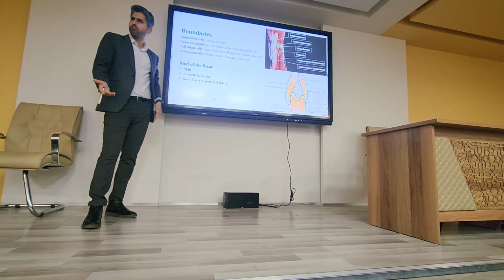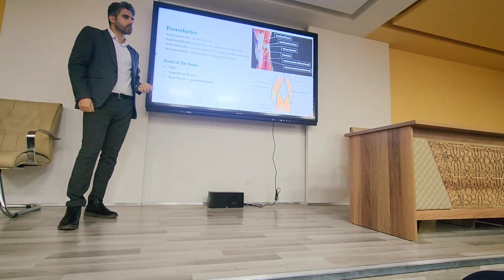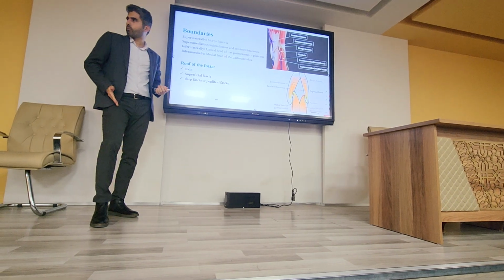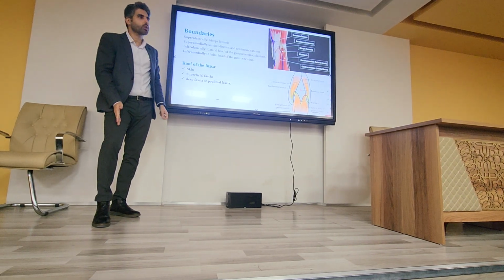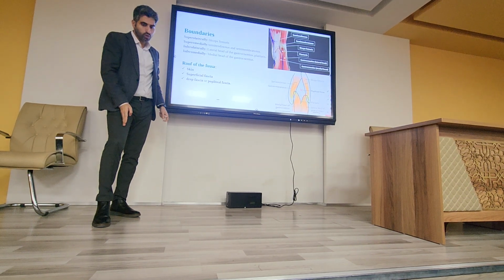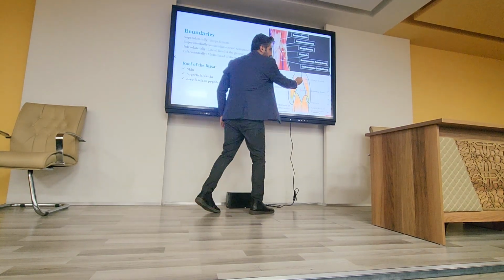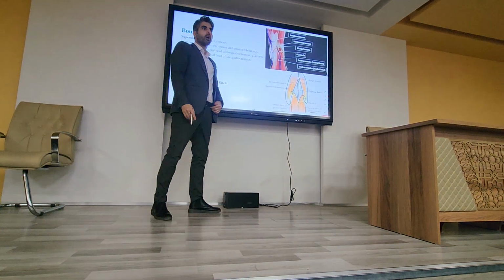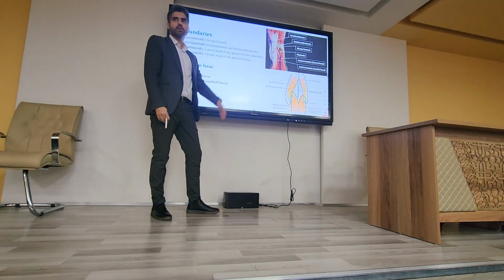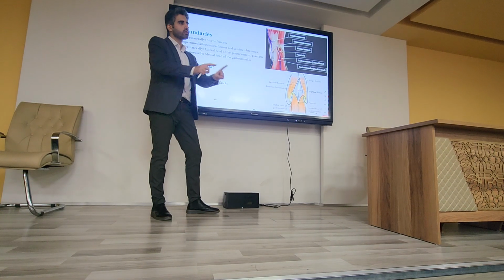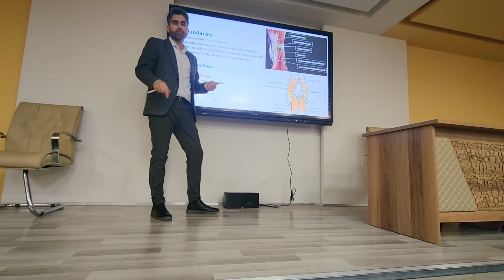Popliteal artery. Femoral artery, yes. Femoral artery after the femoral triangle goes to the adductor canal, and the adductor canal opens into the popliteal fossa. So the femoral artery comes here, and the name of the artery changes to popliteal artery. Femoral vein, same as the artery, becomes the popliteal vein.